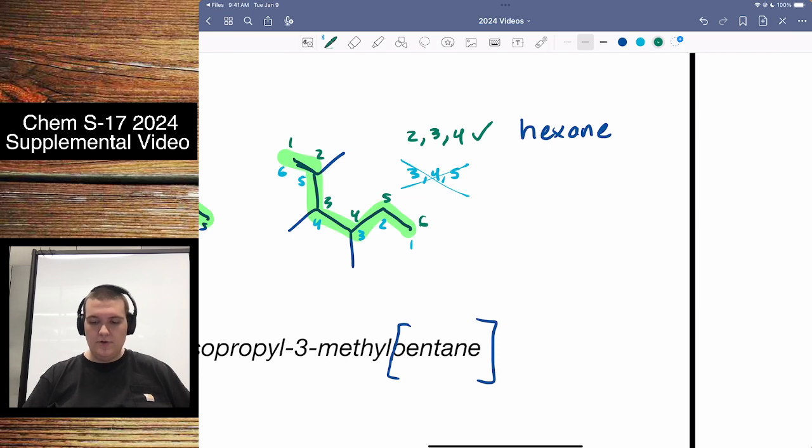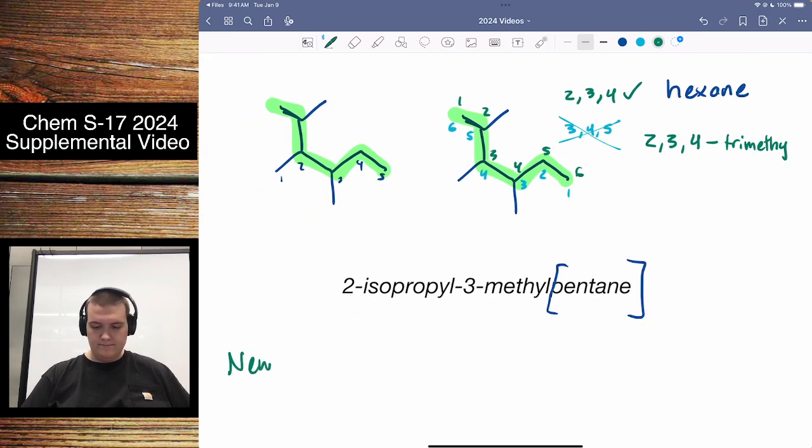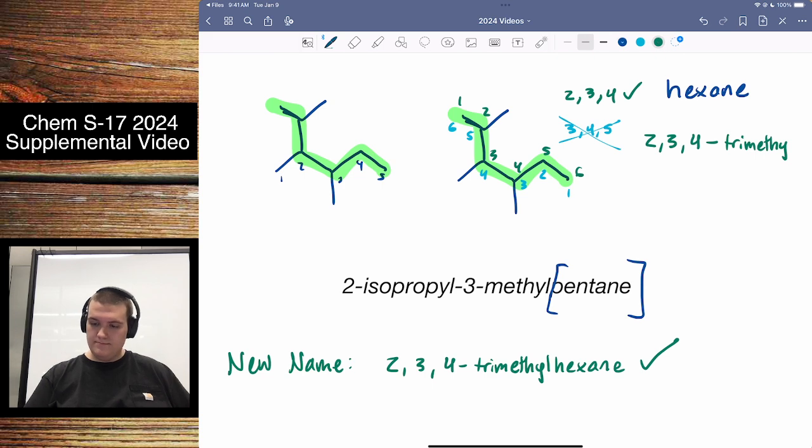So it would be 2, 3, 4, trimethyl. So the new name, and maybe I should say the correct name, is 2, 3, 4, trimethylhexane. And the reason why it was wrong was wrong parent chain.